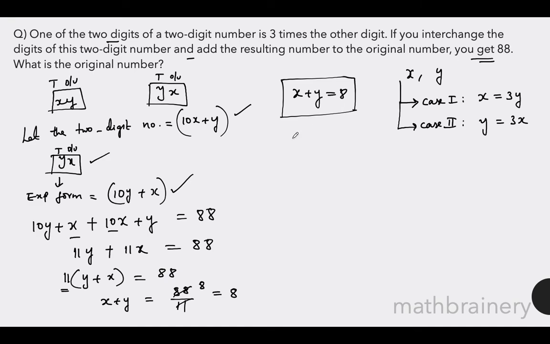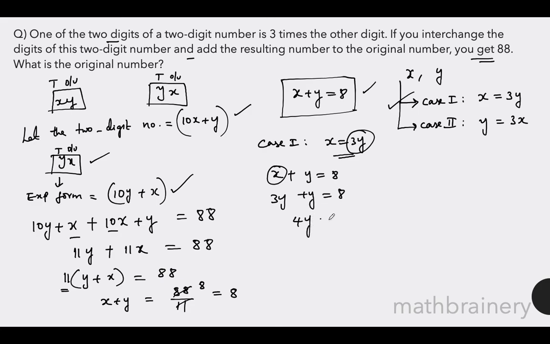Now let us look at the first case, that is when you take x is equal to 3y. When you assume x is equal to 3y and substitute it in the equation x plus y is equal to 8, simply replace x with 3y. That means 3y plus y is equal to 8. 3y plus y is 4y. 4y is equal to 8. So what is y? y is 8 by 4. 4 times 2 is 8. So y is equal to 2. Then what is x? x is equal to 3y, so it is 3 times 2, which is 6.